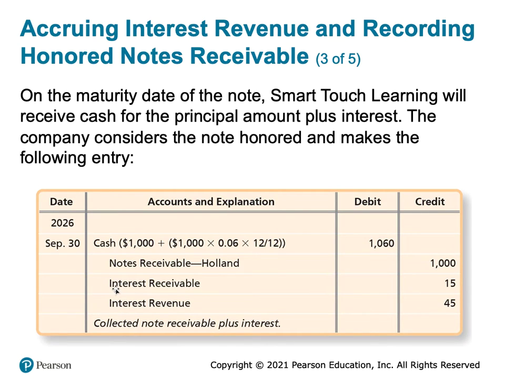Then we also need to eliminate the interest receivable from our December 31st adjusting entry because today we are receiving that money. And then finally, we have to record the revenue of the interest that we did earn from January 1st through September 30th. So you can see that all of our credits summed together total a single debit of $1,060.